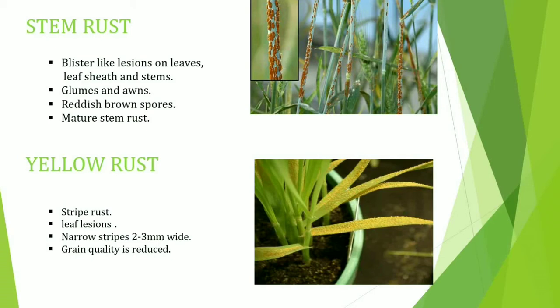The next is yellow rust. Yellow rust is usually known as stripe rust, which is a fungal disease, and it produces leaf lesions which are yellow in color and grouped into patches, 2 to 3 millimeters wide, that run parallel to the leaf veins. Yellow rust is responsible for approximately 73 to 85% of recorded yield losses, and grain quality is also significantly reduced.